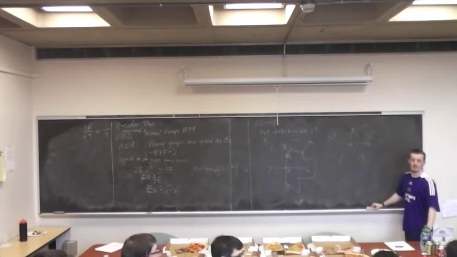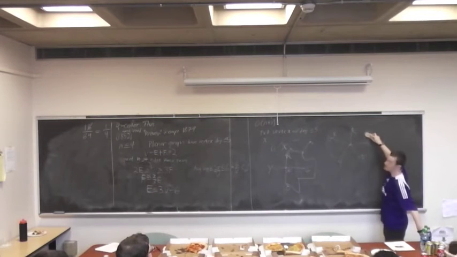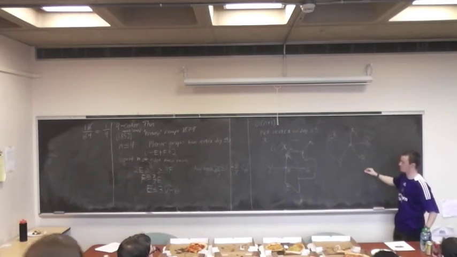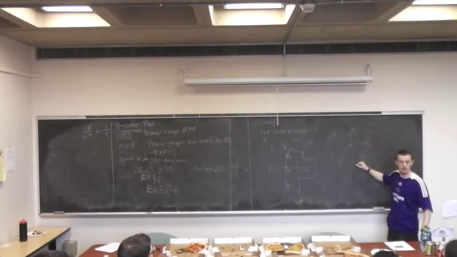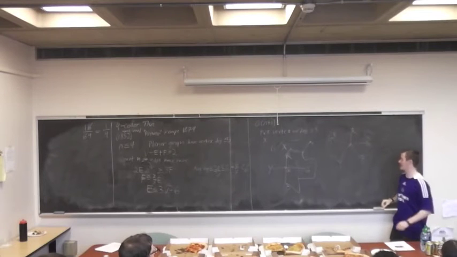Yes. What if the red-yellow path goes around that way and the red-blue path goes around that way? What do you mean? I mean, what if the red-yellow path and the red-blue path temporarily cross? Yes, that is exactly it.